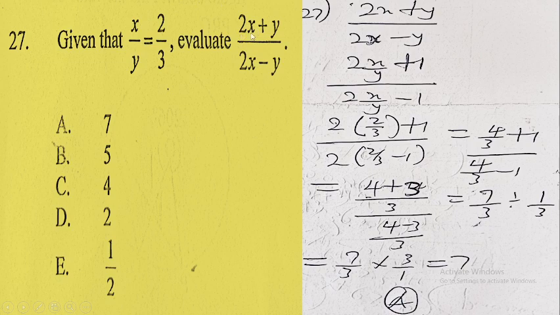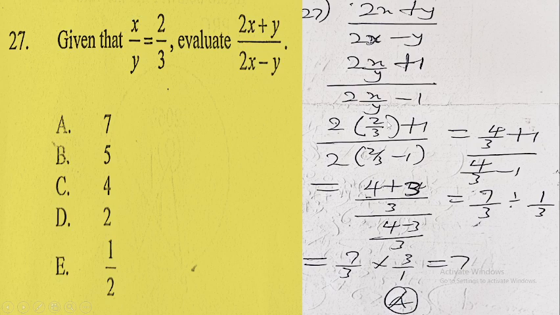If I divide 2x by y, I'll have 2x over y, and that's what we're having here. If I divide plus y by y, that gives us 1. If I divide this one by y as well, I'll have 2x over y. Then if I divide minus y by y, I will have minus 1. So we can now see that we are having this here. So anywhere I see x over y, I can put 2 over 3 there.